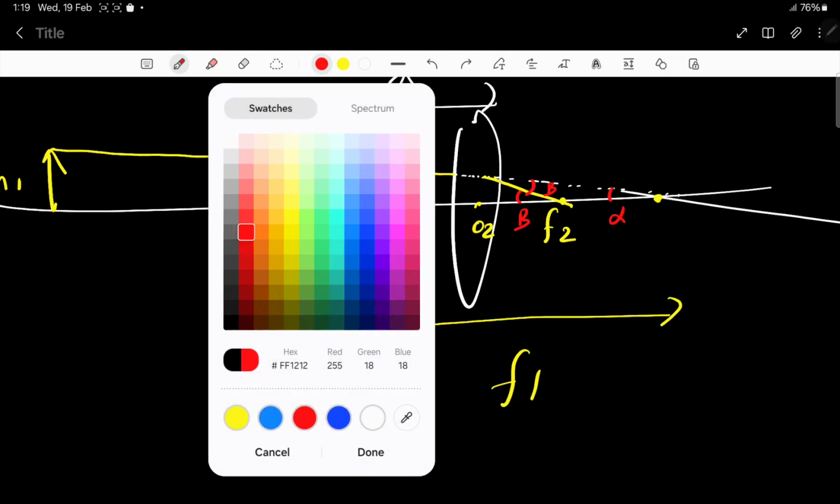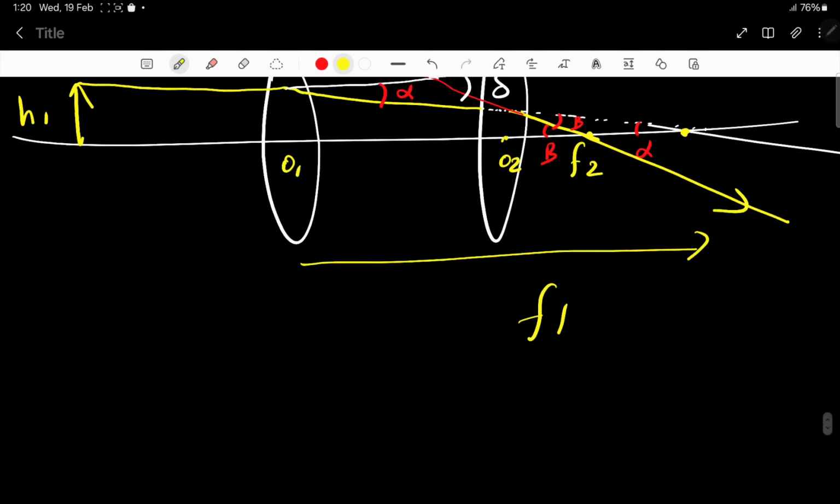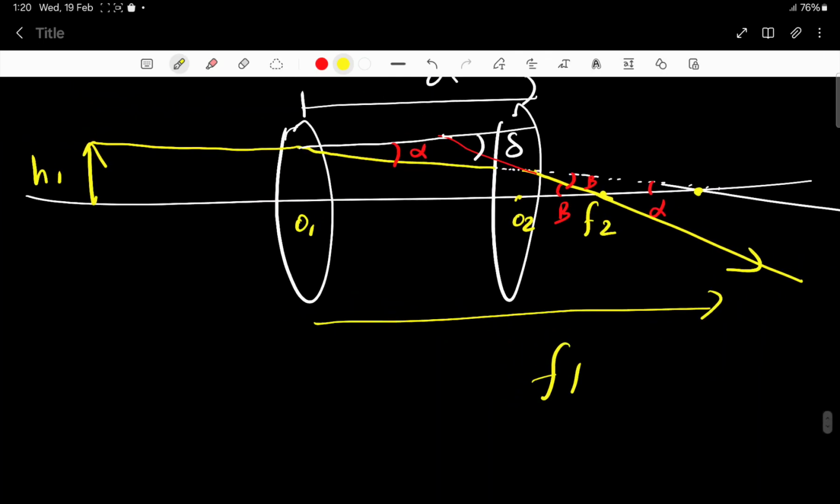If you extend this line backwards, it will form some angle. Let me call that angle the deviation angle. Because it's the incident light direction, and this is the finally emerging light direction, the angle between the two is called the deviation angle. Is it right?